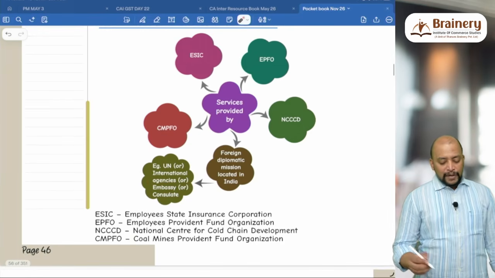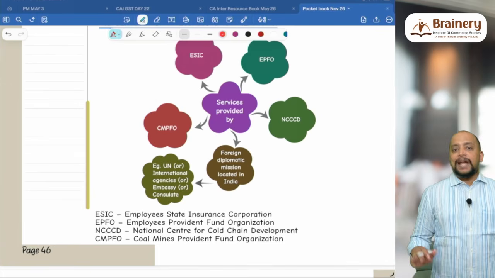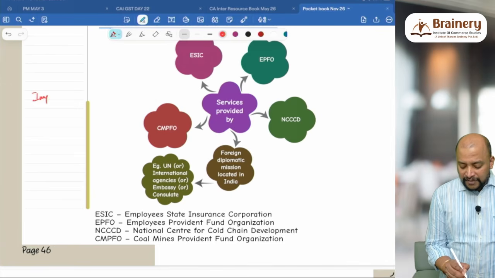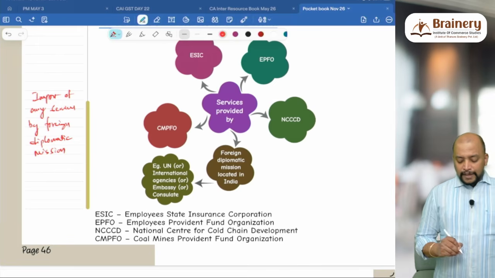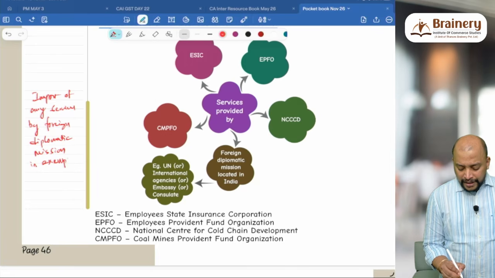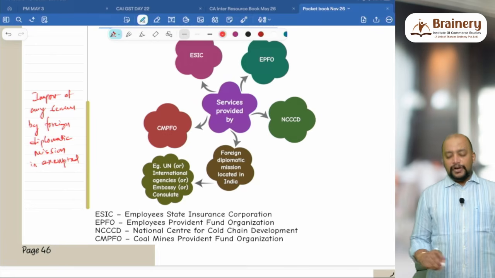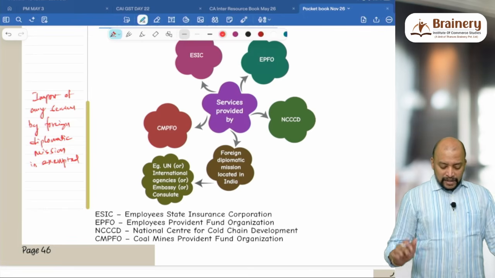Okay, here you need to remember one important point: import of any services by Foreign Diplomatic Mission will be exempted, including OIDR services here. That is, UN or international organization is a Foreign Diplomatic Mission. So if they import any services, whatever may be the service, that will be exempted.